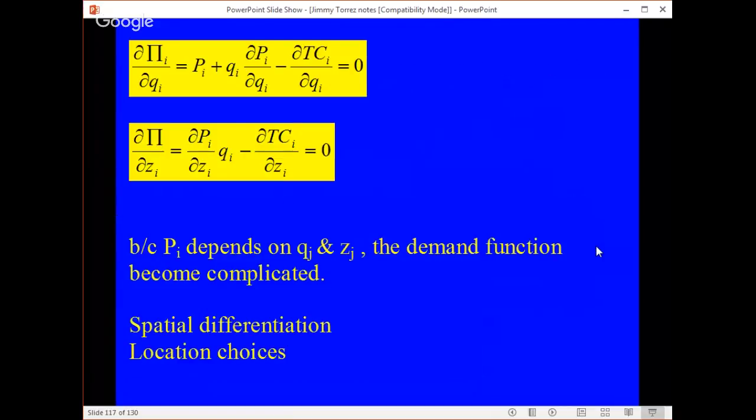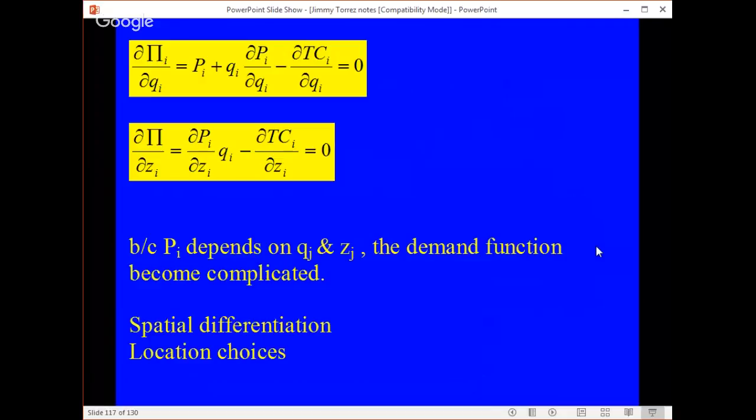So I take the partial derivative of profits, first with respect to quantity, and then with respect to the amount I spend on differentiation, quality or retail. And that was under monopoly. Okay, so this looks a lot like what we did before, except now, of course, I'm assuming that price is a function of quantity, so I get this second term here.